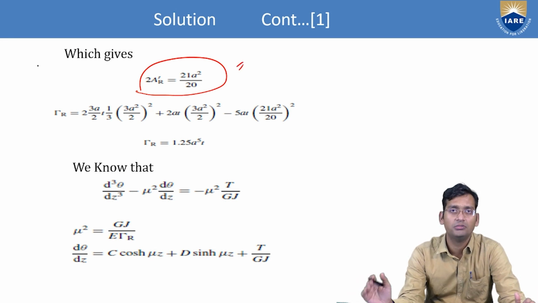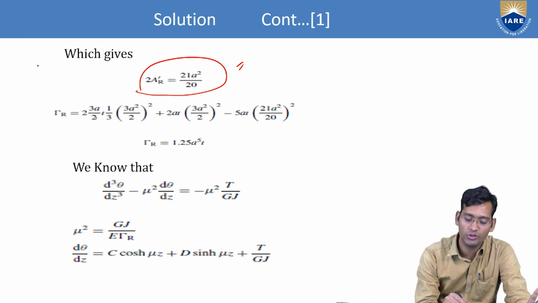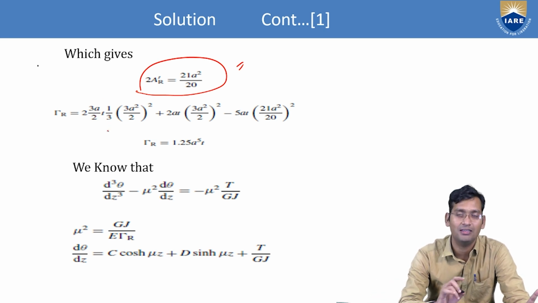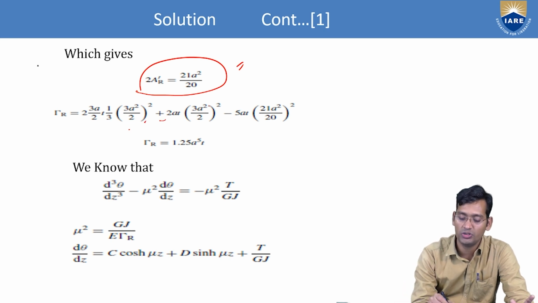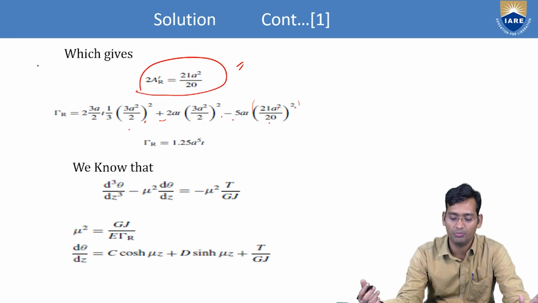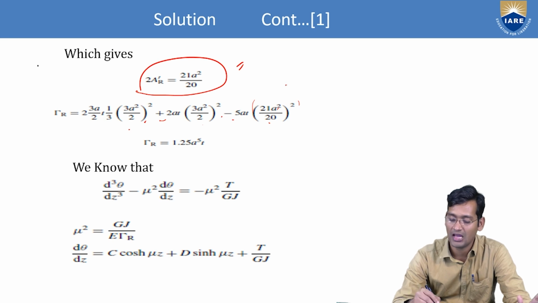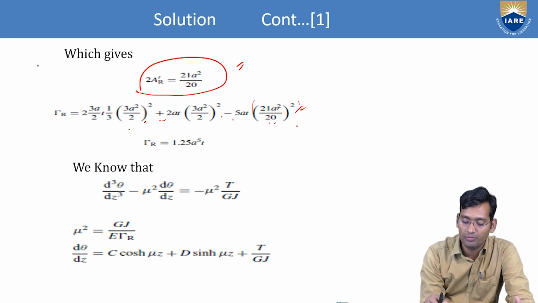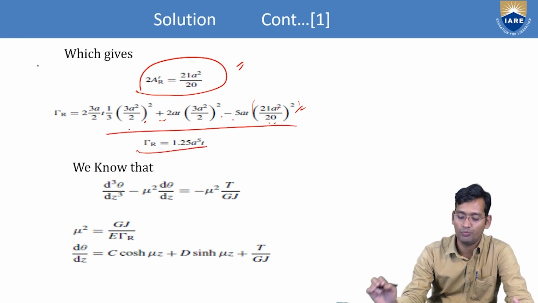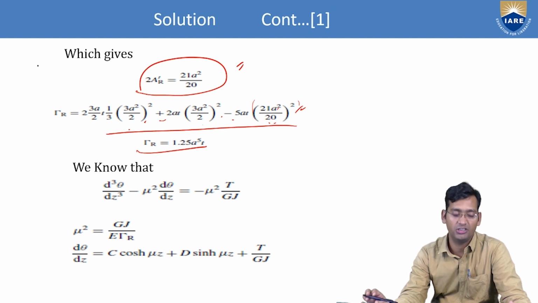Now we have the 2AR dash. Now let's find tau R. So tau R will be 2 into 3A by 2 into T by 3, because at 1/3 it's acting because of the triangular part, into 3A square by 2 whole square plus 2AT into 3A square by 2 whole square minus 5AT into 2A dash R, which is 21A square by 20. After simplifying this, what we will get? Tau R as 1.25 into A power 5T.